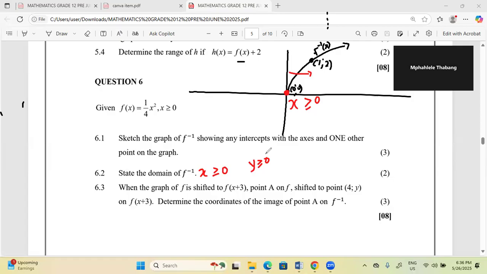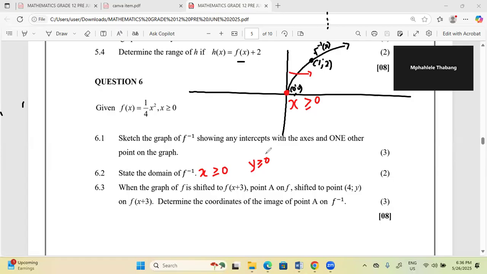The inverse is above the x-axis, meaning that all values of y are positive. Whenever the graph is above the x-axis, it means that the values of y that come from that graph are positive.